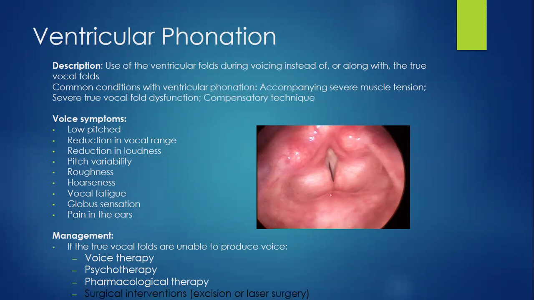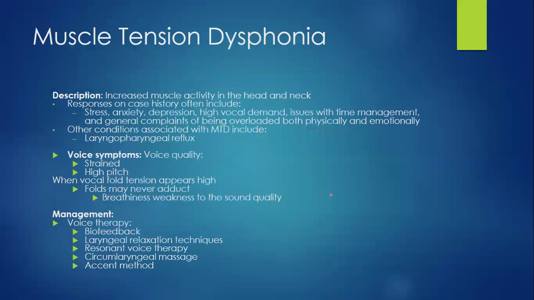And so individuals who do that might do that because maybe they have some muscle tension, and we're going to talk about muscle tension shortly. But this might happen and tends to result in a low-pitched voice, reduction in vocal range, reduction in loudness, and hoarseness, and globus sensation, and sometimes pain in the ear. If the vocal folds are unable to produce voice, then voice therapy, pharmacological treatments, depending on what the cause of the problem is.